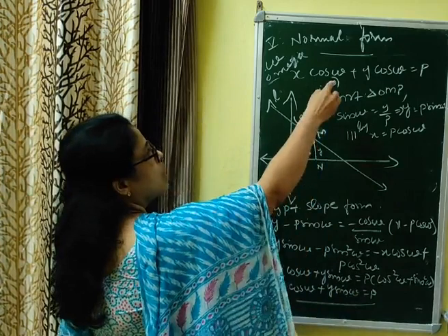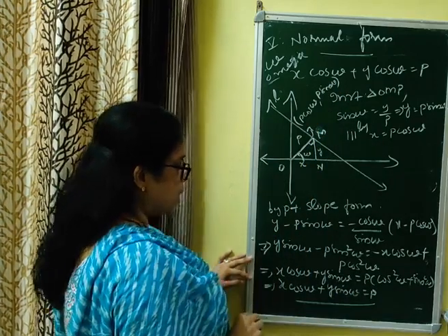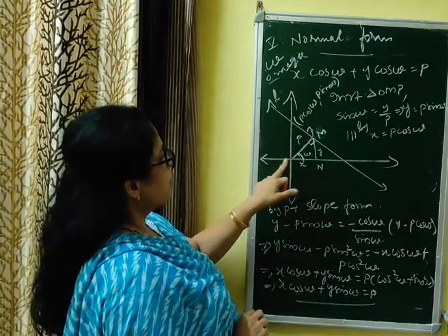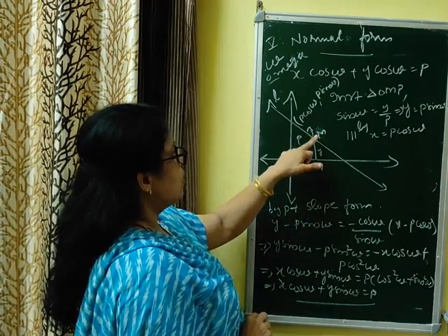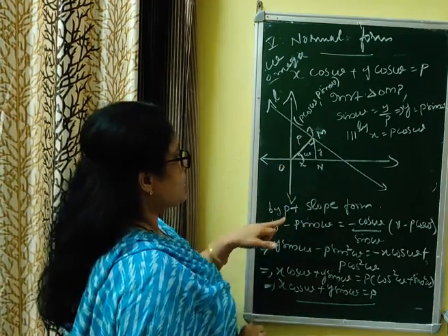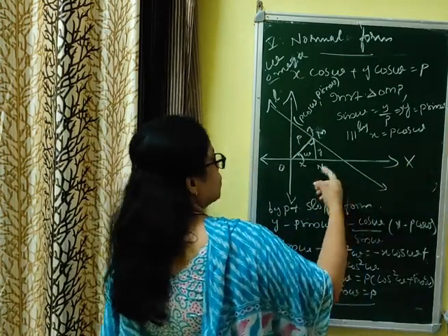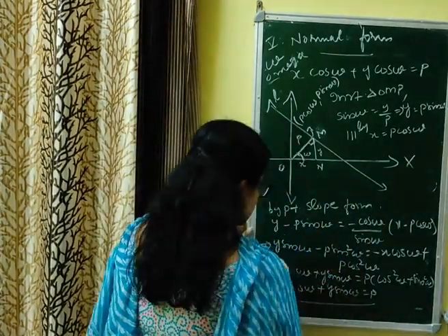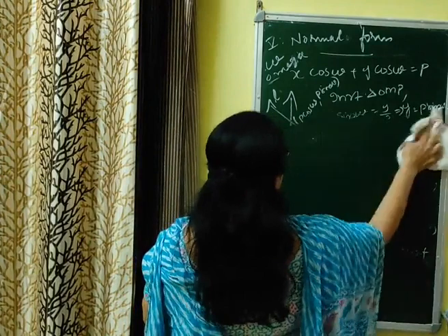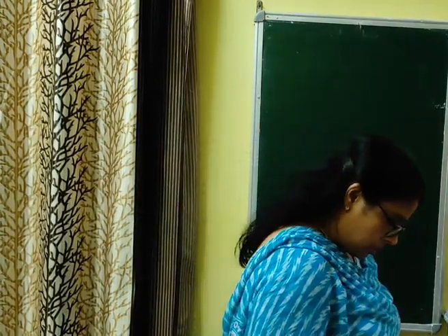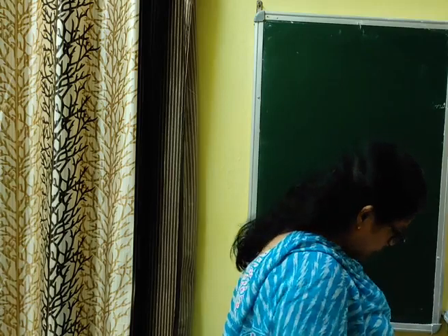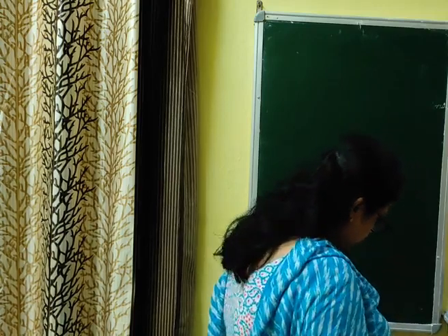This is the normal form of an equation of a line whose perpendicular distance from origin is p, and omega is the angle made by the perpendicular with the positive direction of x-axis. This is the fifth form of equation of line. Now next one is the general form of equation of line.